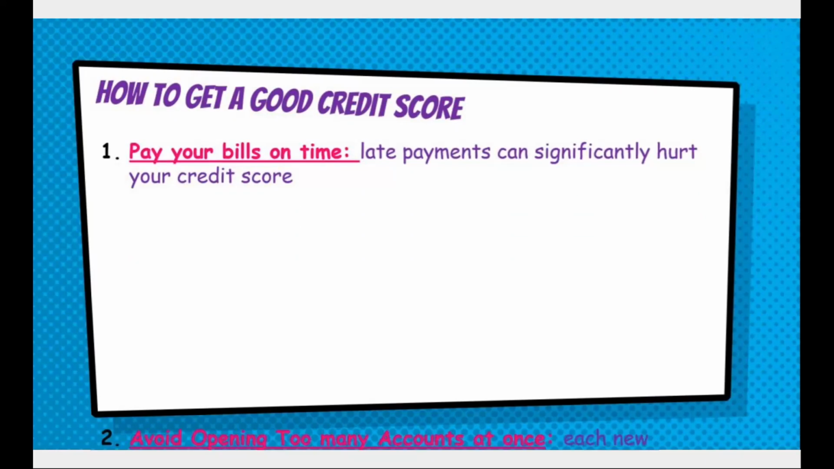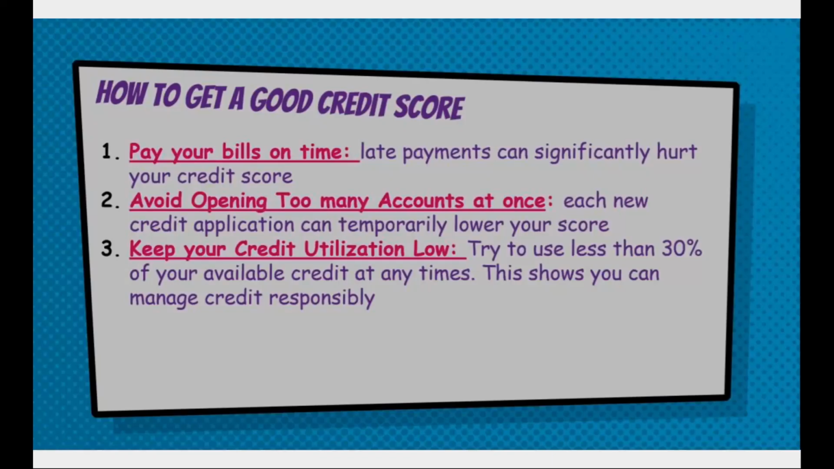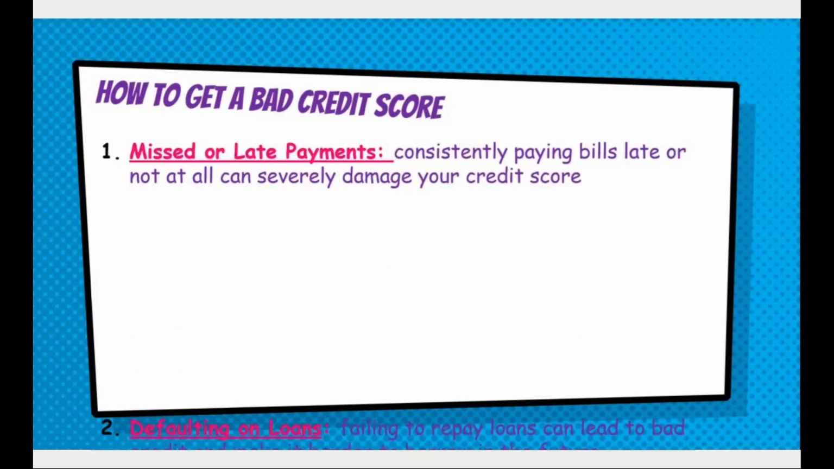So, how to get a good credit score? Start by paying your bills on time. Late payments can hurt your credit score. Also, avoid opening too many accounts at once. Each credit application can temporarily lower your score. Keep your credit utilization low, and try to use less than 30% of your available credit at all times. This shows that you can manage credit responsibly. Ways to get a bad credit score: missing payments or late payments.